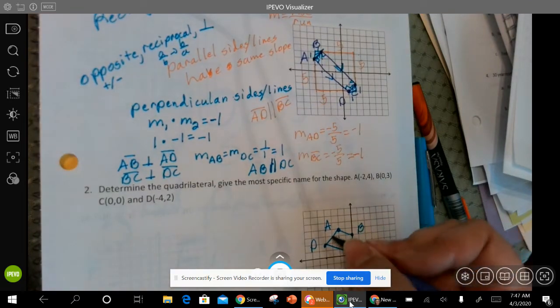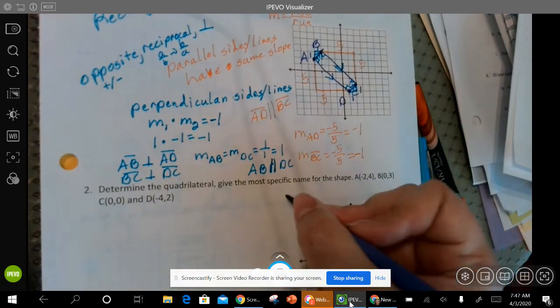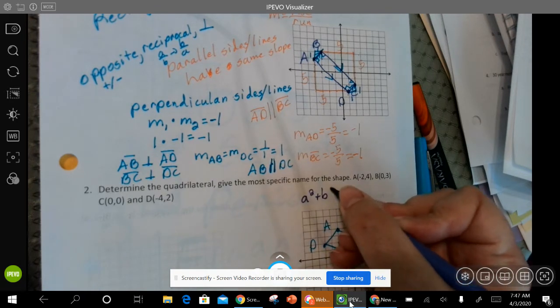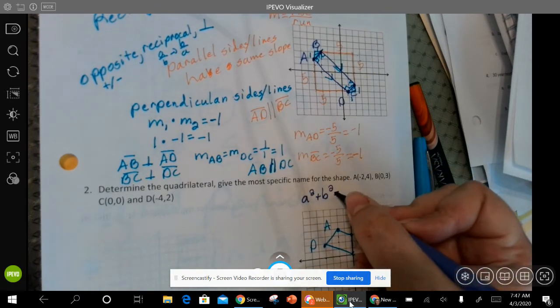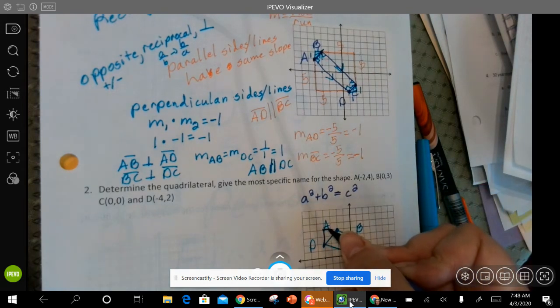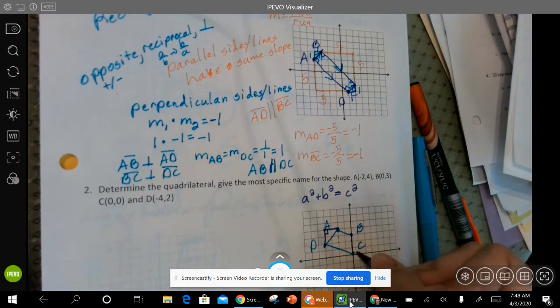So one thing I'm going to do, so remember we have our distance formula, but we also have our Pythagorean theorem. So the sum of the squares of the legs is equal to the square of the hypotenuse. And I can use that right here. Do you see how that forms a right triangle? Same thing here.